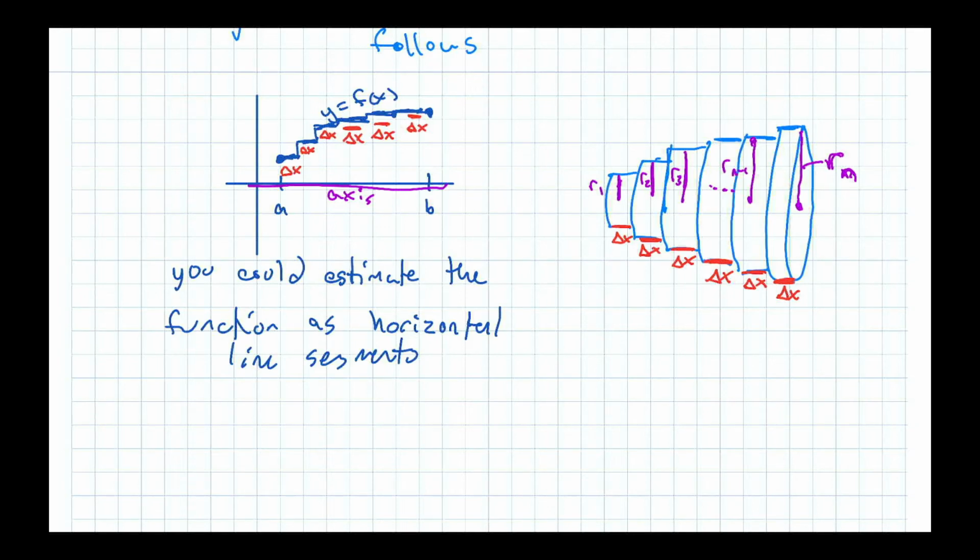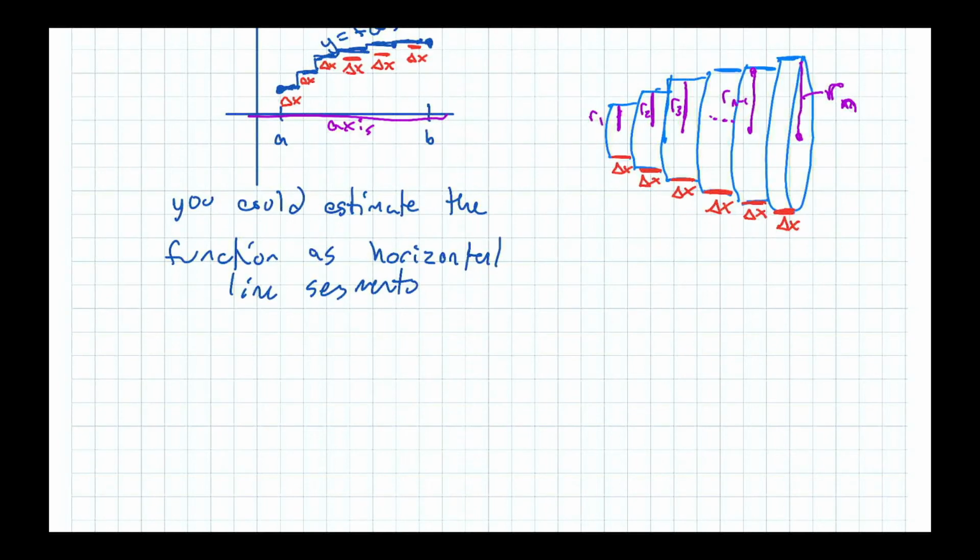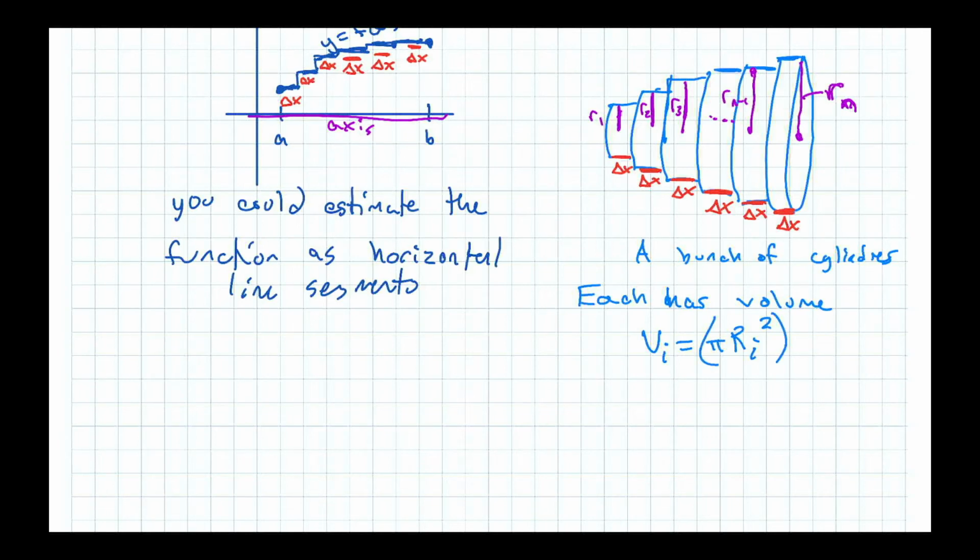Does that make sense? And so what you end up with is a bunch of cylinders, right? A bunch of cylinders. They're short, fat cylinders, but cylinders nonetheless. And so each one has volume V_i, like V1, V2, V3, so they're all V something. V_i would be pi r_i squared. That's the area on the side, right?